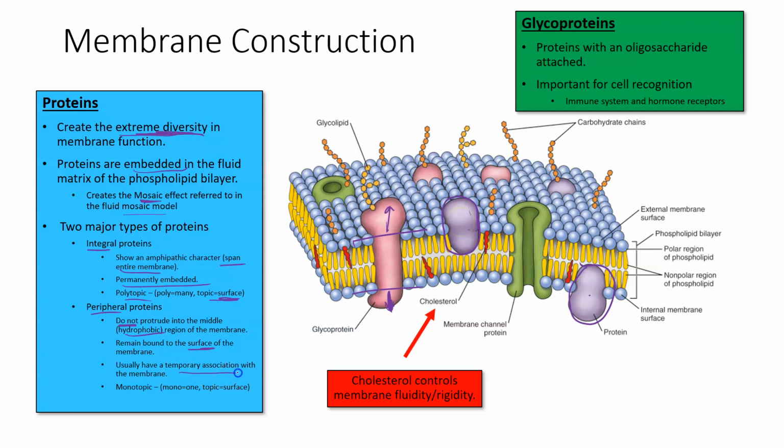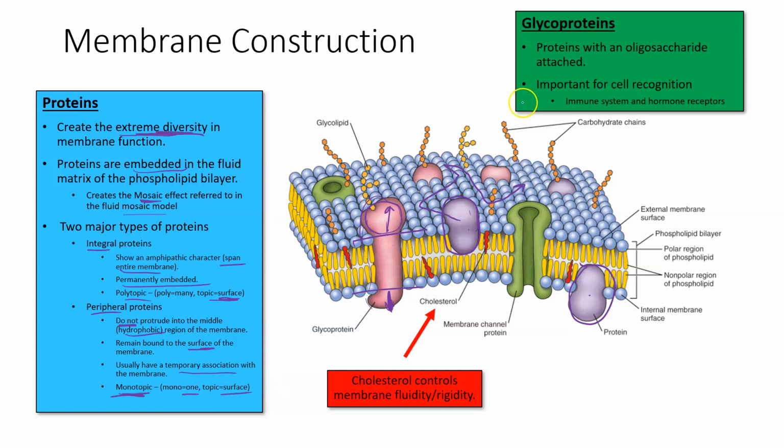They usually have a temporary association with the membrane, which means they, like the phospholipids, can move. So this protein can move around laterally, just like these phospholipids can. The reason that these integral proteins are permanently fixed is because they are anchored in both polar surface regions, but also anchored within the nonpolar region as well. And because they have so many anchor points, they are essentially permanently fixed. These peripheral proteins, because they are temporarily associated with one surface only, are considered monotopic, which means they are one surface oriented.